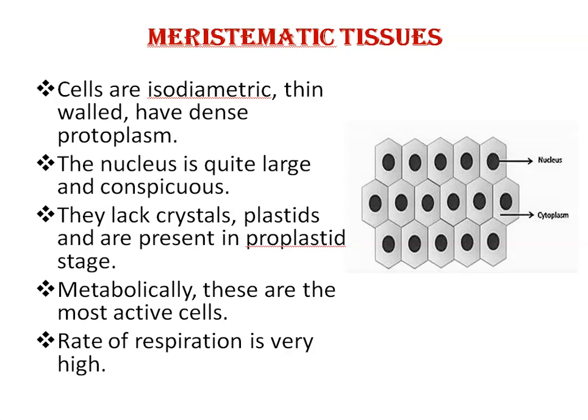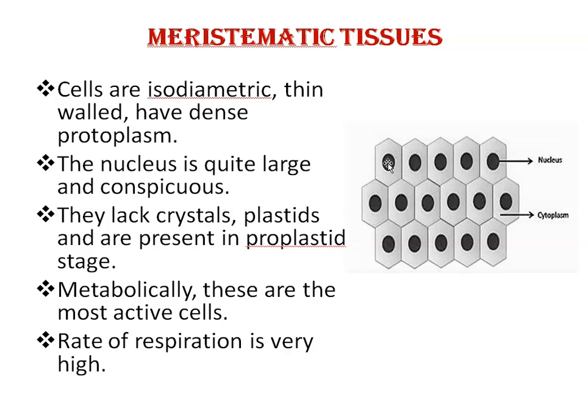The main characteristic features of the meristem are that the cells in the meristematic tissues are isodiametric. You can see here in this diagram, all cells are of the same diameter. They are thin-walled, have dense protoplasm and are without intercellular spaces. You can see here no intercellular spaces are there. The nucleus is quite large, large and conspicuous.